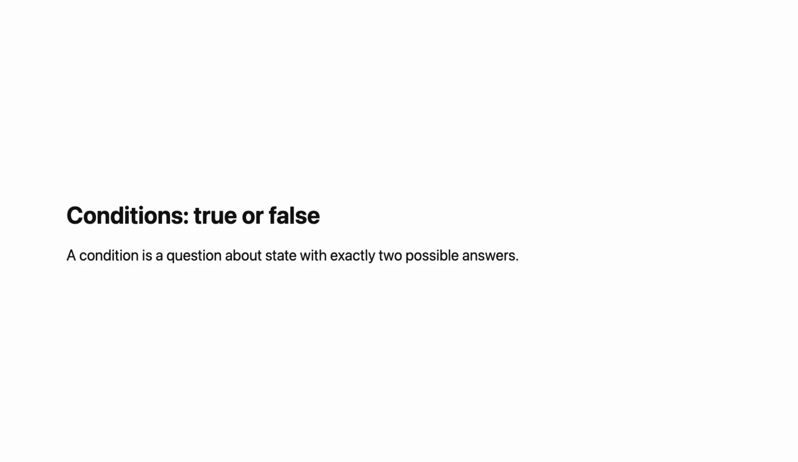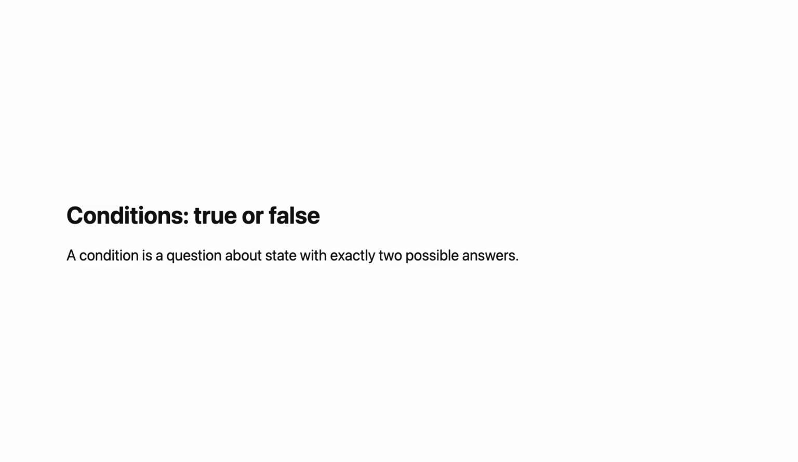There are only two possible answers. Not maybe, not sometimes. True or false, yes or no, 1 or 0. This binary nature is fundamental. It is what allows programs to make clear decisions. When a program encounters a condition, it branches. If the condition is true, the program takes one path. If the condition is false, the program takes a different path.